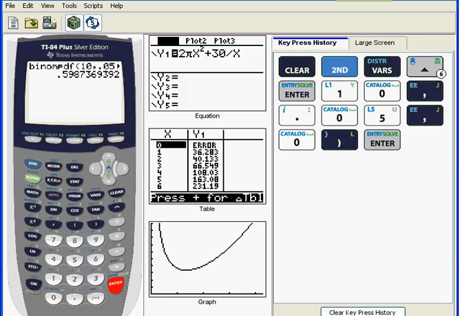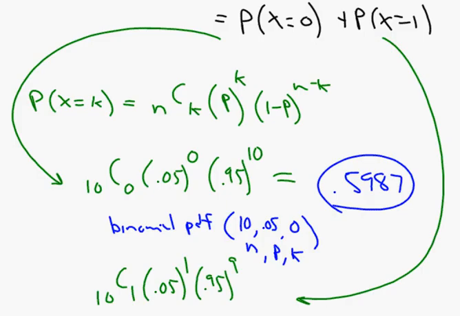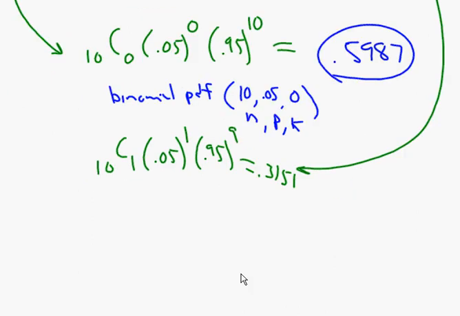It's actually the same thing. I'm going to do second enter, and I'm just going to change that 0 at the end to a 1. Enter. And we get 0.3151. Okay? So this equals 0.3151. Now all we want to do is add those two probabilities together. If we do that, we get a total of, so this gives us 0.914.